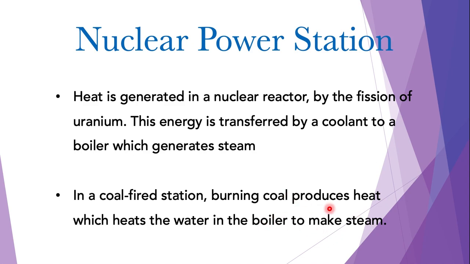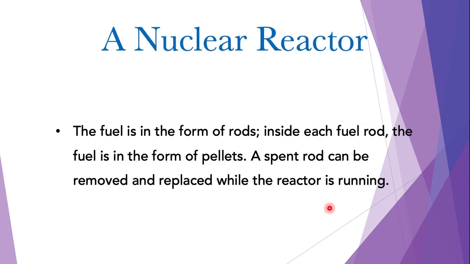Okay, so there are several different designs of nuclear reactor in use around the world. Let's see a typical reactor. So in this typical reactor, we have some features to notice. We're going to look through them one by one. One feature to notice in a typical nuclear reactor is the fuel. The fuel in this reactor is in the form of rods, and inside each fuel rod, the fuel is in the form of pellets. So a spent rod can be removed and replaced while the reactor is running. So this is the first thing to notice about a nuclear reactor. The fuel in the nuclear reactor is in the form of rods.